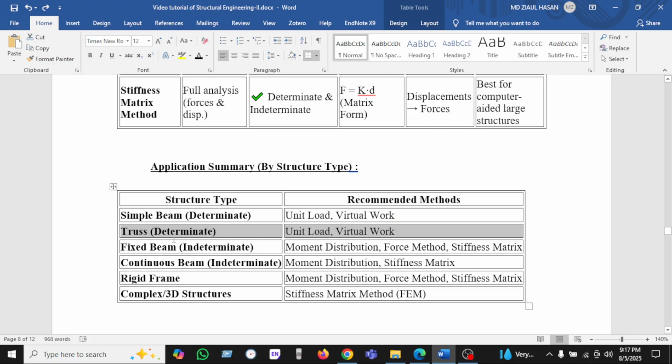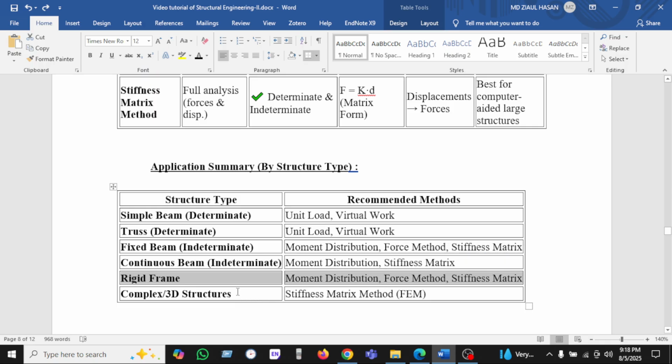And then we can see the fixed beam, which is indeterminate. So we have to use moment distribution, force method, and stiffness matrix. The other one, the continuous beam, is also indeterminate, then we can use moment distribution and stiffness matrix. For the rigid frame, we use the moment distribution method, force method, and stiffness matrix method.